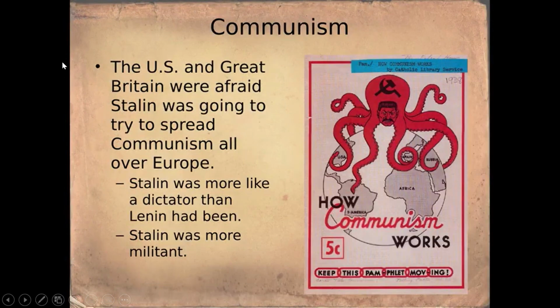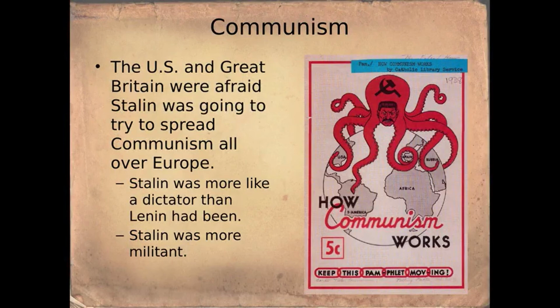Now, there's a lot of bitter feelings going on, but the U.S. and Great Britain are really afraid of Stalin. They're afraid that he's going to continue to try to spread communism all over Europe. Stalin was far more of a dictator than Vladimir Lenin ever had been, and he proves that quite obviously when he kills millions of people in his own country who might disagree with him or have ideas different than his. Instead of trying to convince them, he said, I don't have time to convince you, I'll just shoot you. And we're talking millions and millions of Russians. Right after they'd been killed in World War II, he comes in and goes, we're communists and we're going this direction. And if anybody was like, I don't know if that's a good idea, he'd be like, well, you're dead, so it doesn't matter what you think.